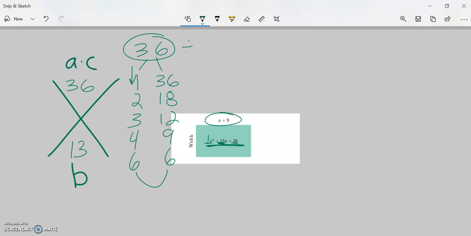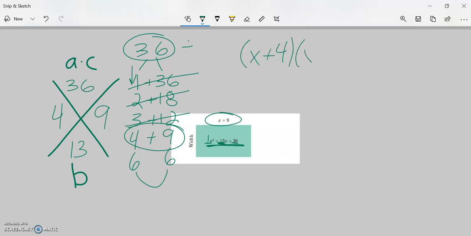Now looking at all these numbers, which of them add to 13? 1 and 36 adds to 37. That's not good. 2 plus 18 adds to 20. Not good. 3 plus 12 adds to 15. Not good. 4 plus 9 adds to 13. Bingo, there we go. 4 and 9. x plus 4 times x plus 9.